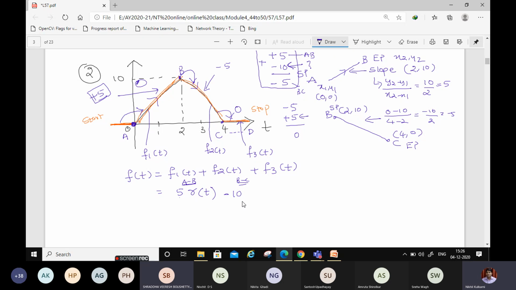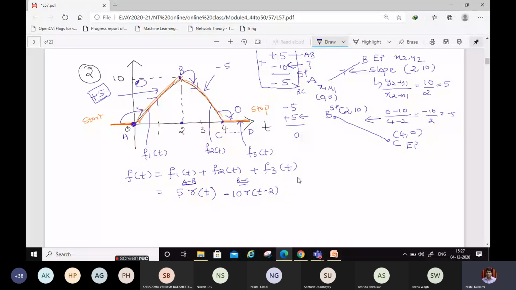Yes, sir. And this B to C journey, it is starting from which point, which timeline? T equal to 2. It is a ramp signal, so I can write it as r of t minus 2. Is that clear, everyone? Yes, sir.